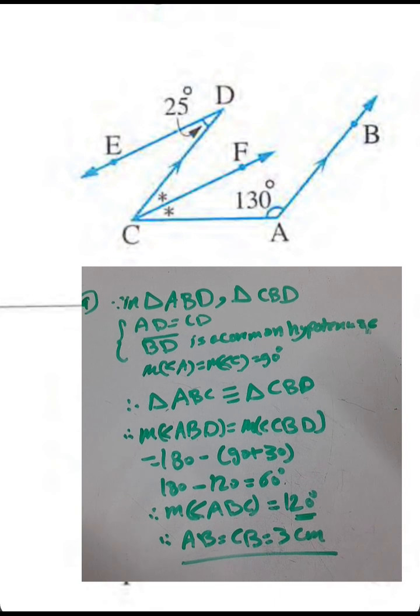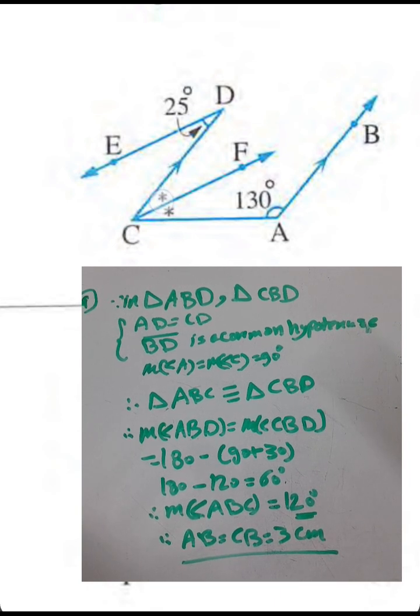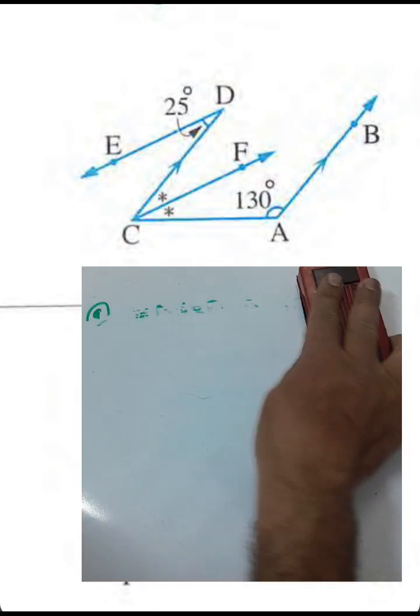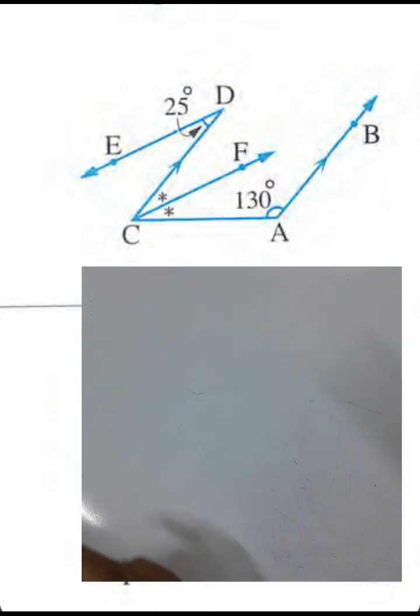We have the measure of angle A equal to 130, so the measure of angle C equals 180 subtracted by 130, which is 50 degrees. We have two angles on the same side of the transversal. CA is the transversal between the ray AB and the ray CD, and we have interior angles here, A and C. We call them the interior angles on the same side of the transversal.